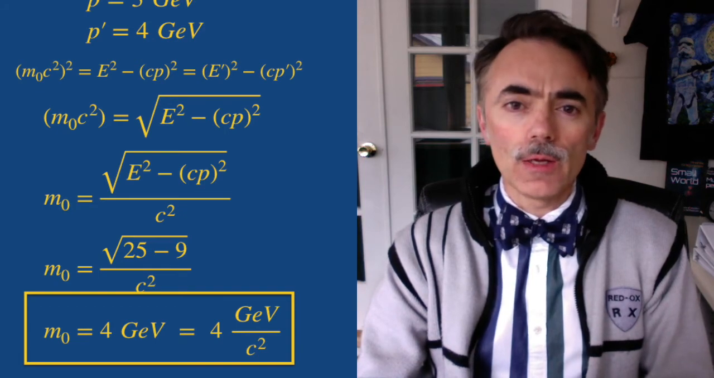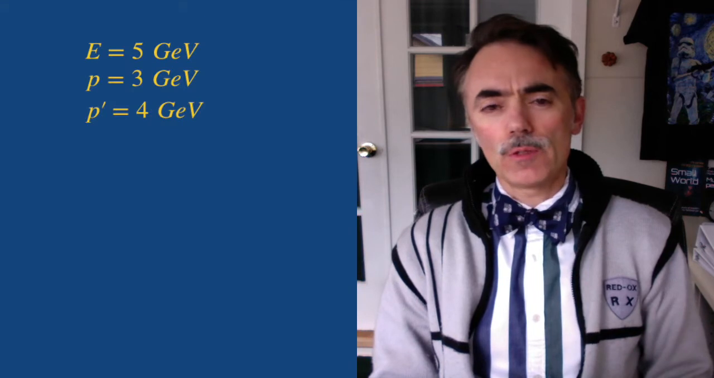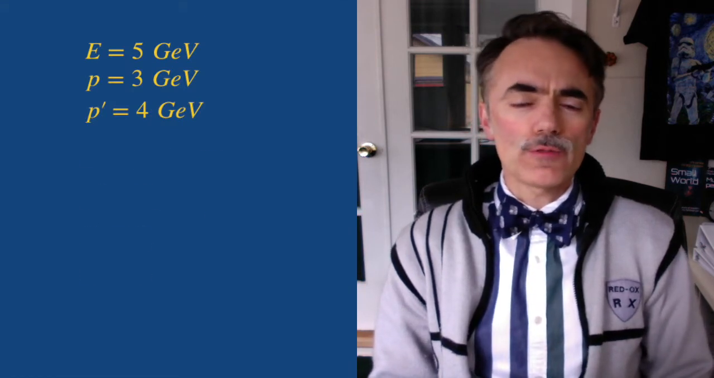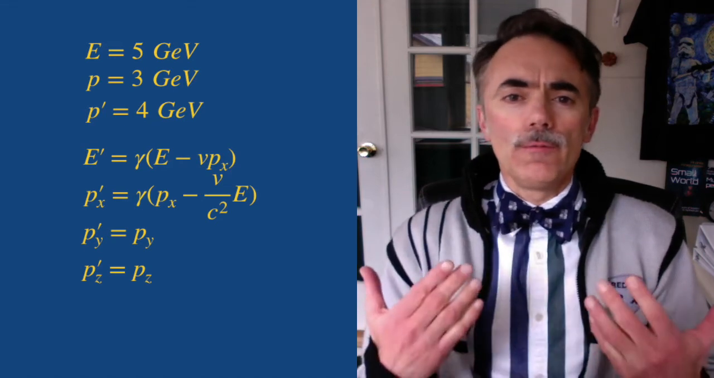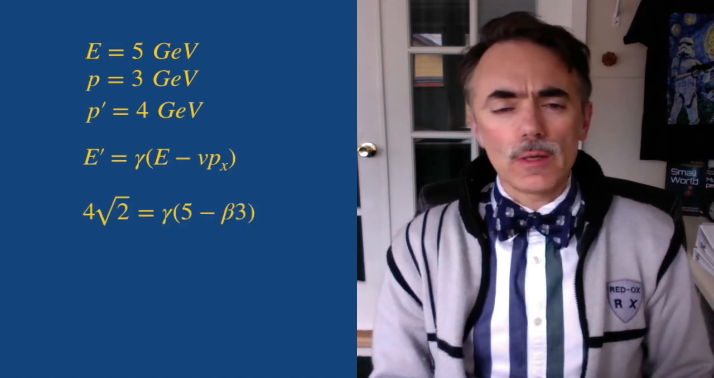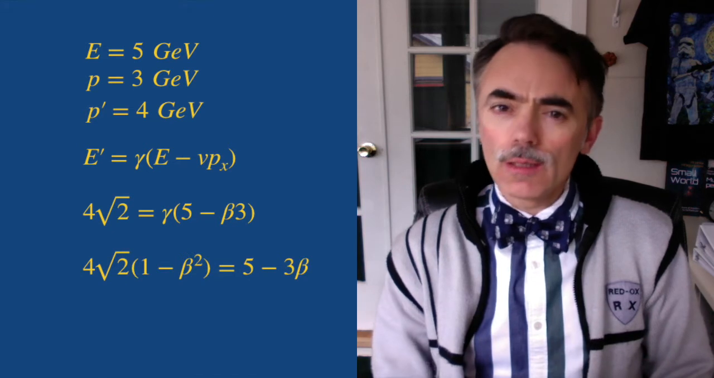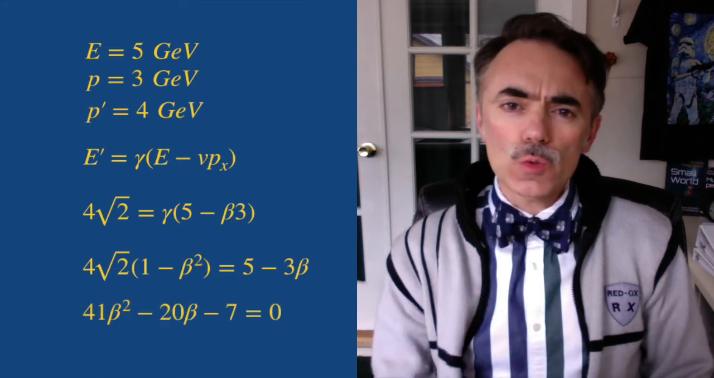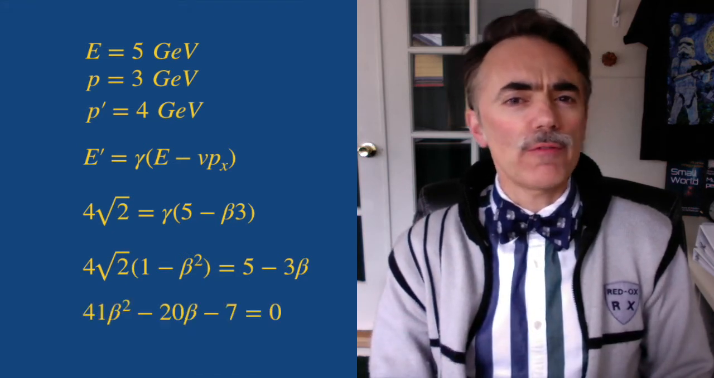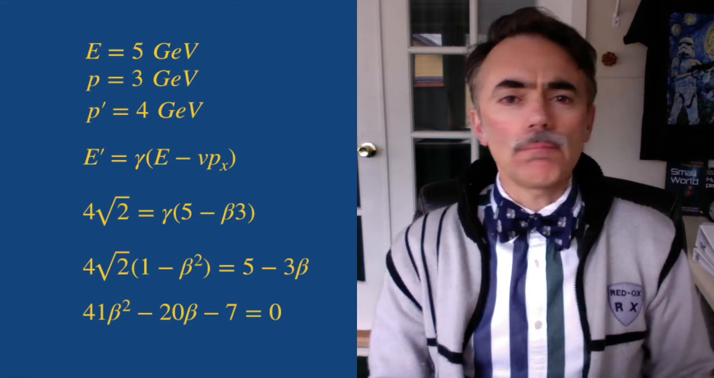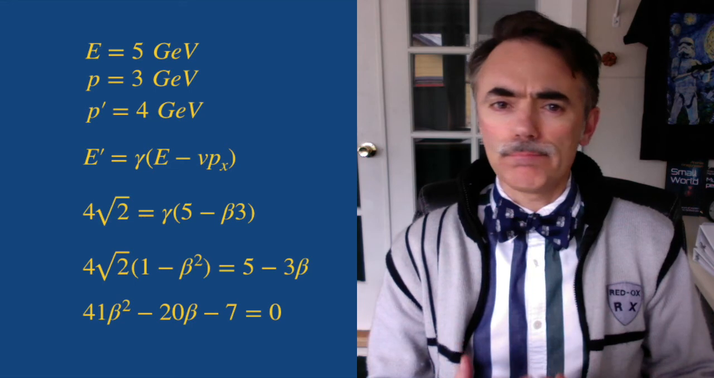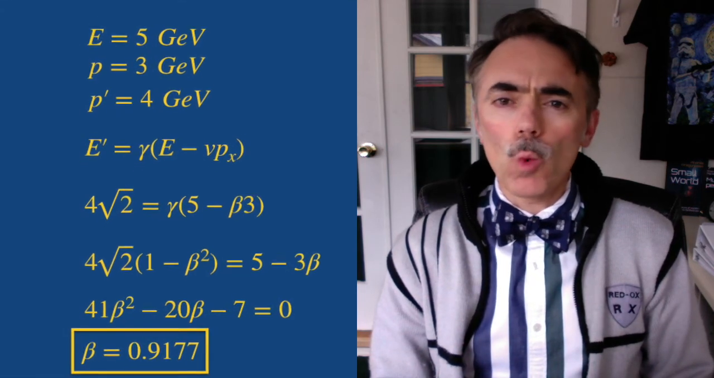Now, what is the relative velocity between these two reference frames? Well, from the equations of transformation of the energy momentum from one reference frame to another, from the first one we can substitute and write gamma explicitly and solve for beta. 4 square root of 2 is equal to gamma times 5 minus beta times 3, and beta is 0.9177.